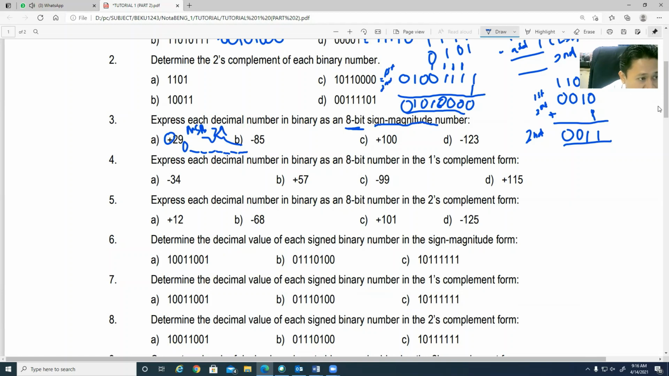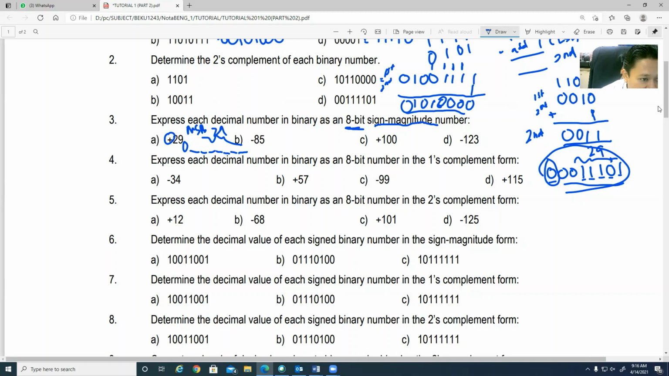If you convert 29 to binary, this is the answer. 29 will be converted into 11101. Count: 1, 2, 3, 4, 5, 6, 7, 8. This is the sign, the sign for positive, and this is the magnitude of 29. I mentioned it is 8 bits, so make sure we have 8 bits here. We have 8 bits right here.